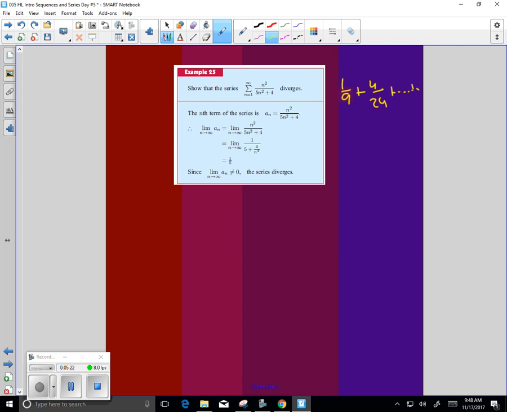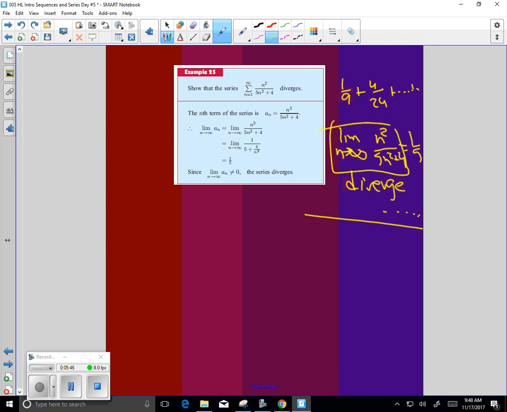Not, because what's the limit as n approaches infinity of n squared over 5n squared plus 4? 1/5. It's not very much, but because it's 1/5, it's going to be 1/5, 1/5, 1/5, 1/5, which is going to diverge. So the very first test that you do is you take the limit as n goes to infinity. And if it's not 0, it diverges.